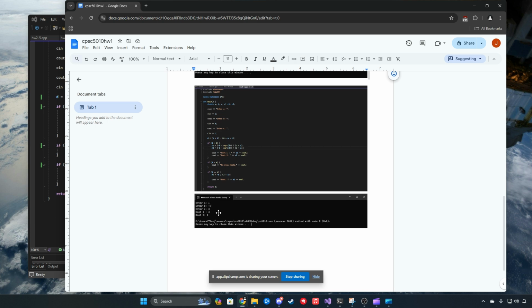And here's my output. For A, I use 1. For B, I use -4. And for C, I use 3. And then my program found that root 1 was 3 and root 2 was 1.